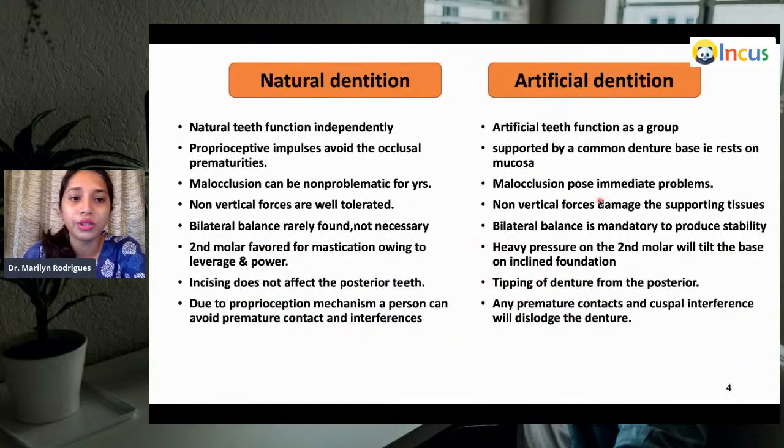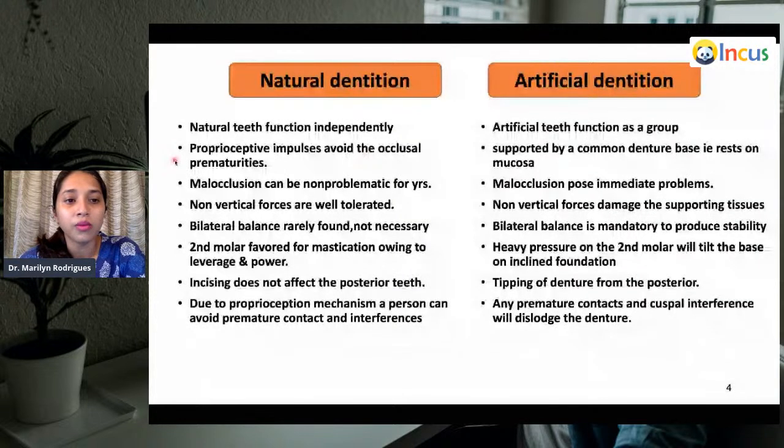Now, a few differences between the natural and artificial dentition. Let's go through point by point. Natural teeth function independently because we have the enamel, dentine, the pulp, the periodontal ligament. Each tooth is a separate unit. But what happens in our complete denture or artificial teeth? It functions as a group, meaning the whole set of teeth, the 28 teeth in both the arches, are going to function as a unit. The whole denture base is uniting all the teeth together, so it is one unit for the upper, one unit for the lower.